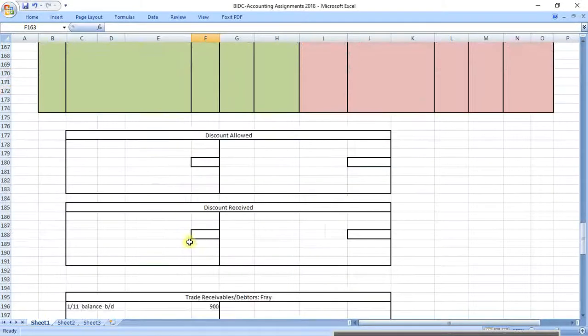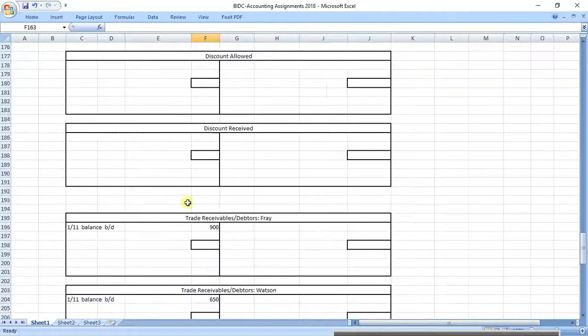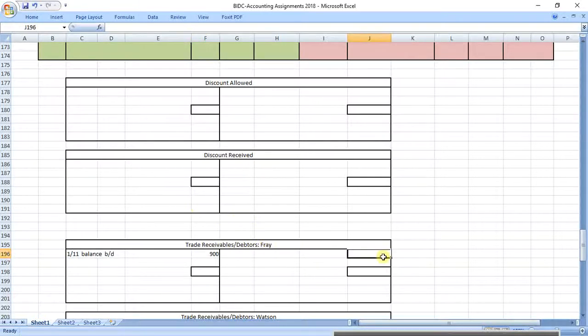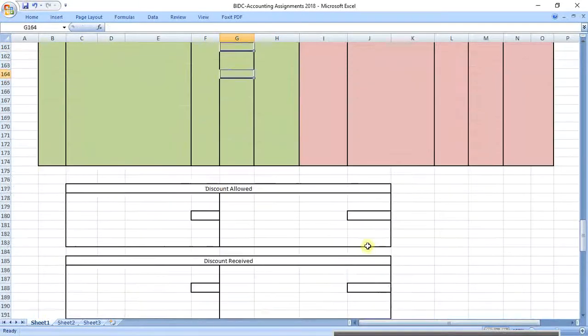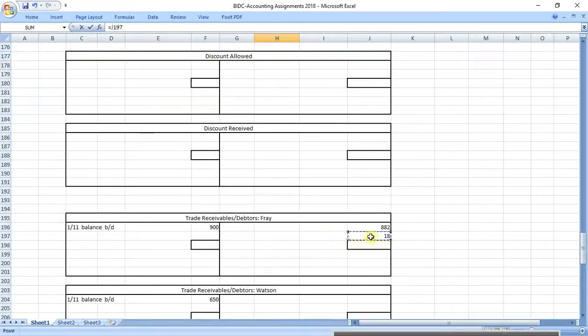Let's go back and find Frey. There's Frey, 900. So Frey owed us 900. Frey is going to get a discount of 2%, so she's going to pay the difference. 0.98 times 900 is 882. That's how much she pays. 2% of this is 18 rand, so 18 rand is the discount and 882 is the receipt. In terms of the recording, that's easy. We literally put the amounts in the right columns: 882 and a discount allowed of 18.